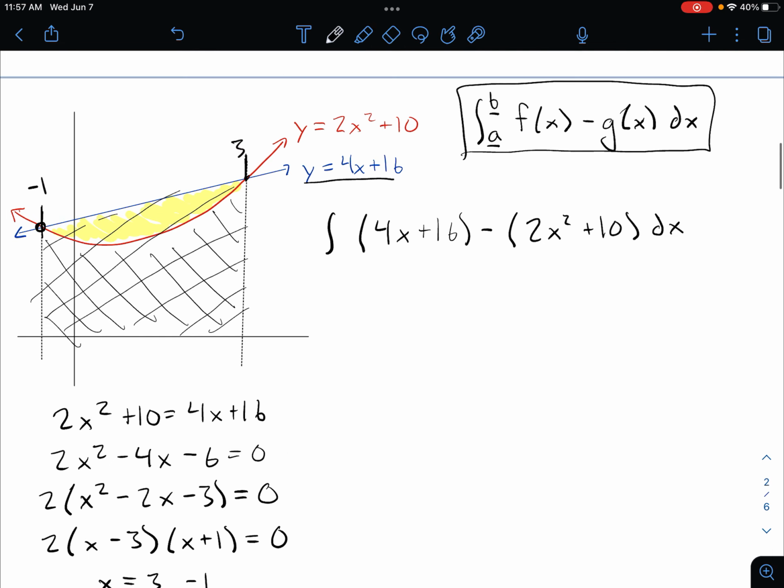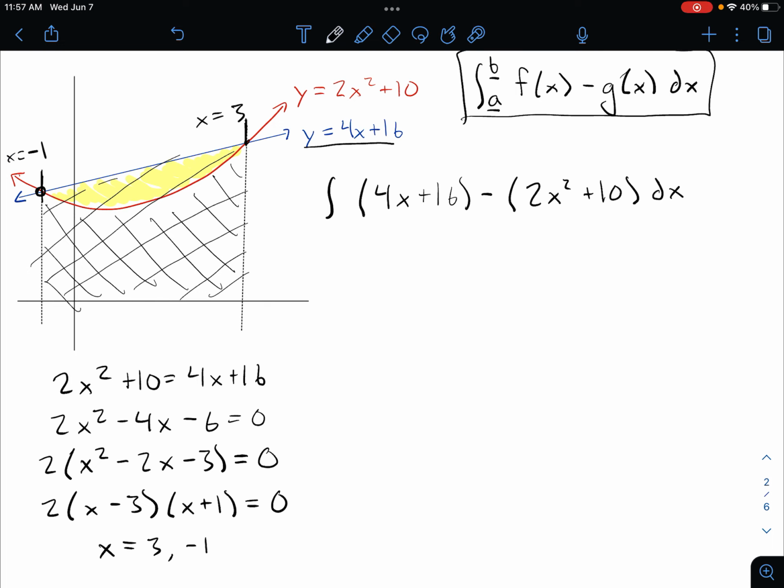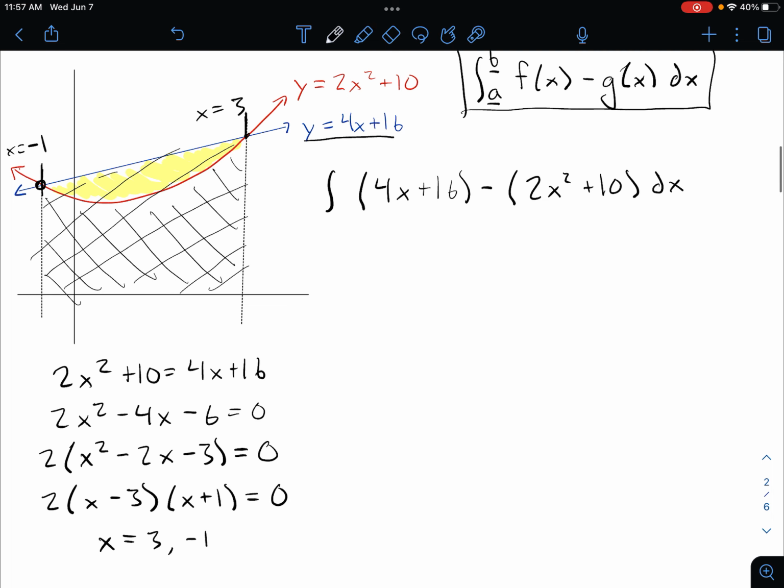And of course, those are just the x-coordinates. We don't need to find the y-coordinates in this situation, but you can by plugging those back into the original equations to solve for y. So this is going to be from -1 to 3, from left to right. So now we can integrate.